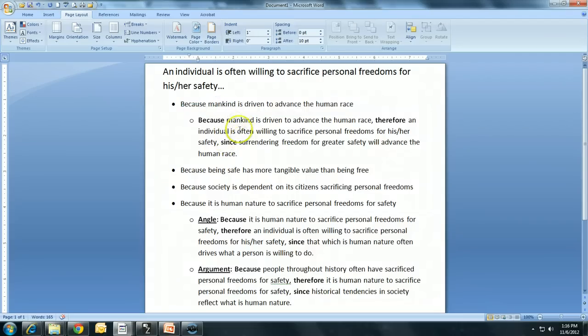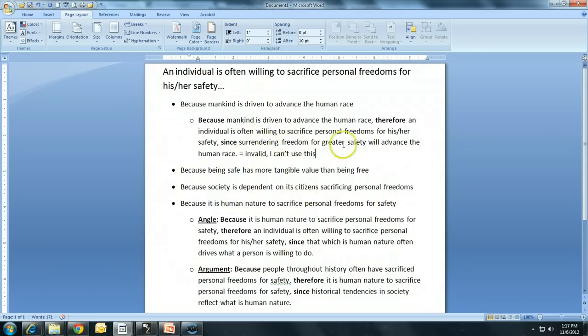Let's read my Toulmin model sentence. Because mankind is driven to advance the human race, therefore an individual is often willing to sacrifice personal freedoms for his or her safety, since surrendering freedom for greater safety will advance the human race. Well, that's the right assumption, all right. However, this assumption is pointing at a much larger problem with this line of reasoning: this is invalid. I can't use this supporting claim as it's written, because it's not technically valid.